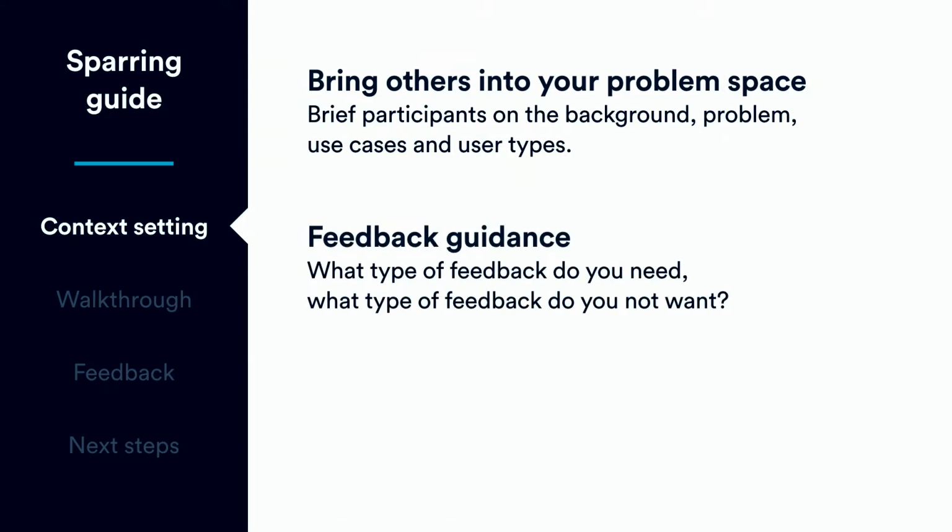The next thing you need to do is tell your participants what kind of feedback you're looking for. So for my homepage design, I would say I'm looking for feedback on the information architecture. I don't want feedback on the UI, visual design, or UI copy.